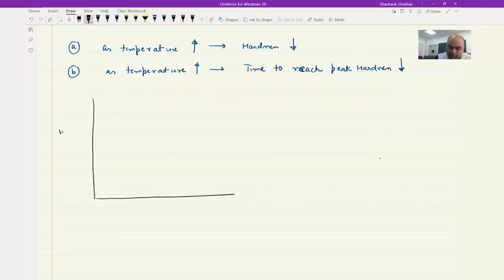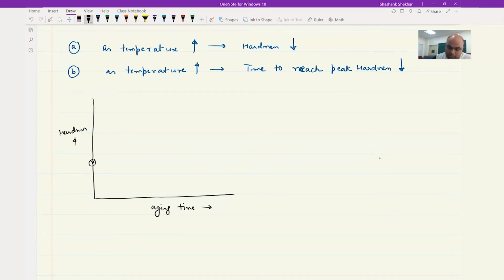So we have hardness, then aging time here. Okay, so you're going to have some hardness even if you don't age it, because of solid solution strengthening, and that will be our next topic.